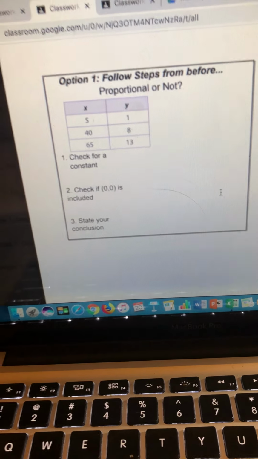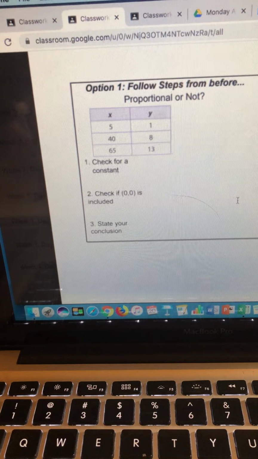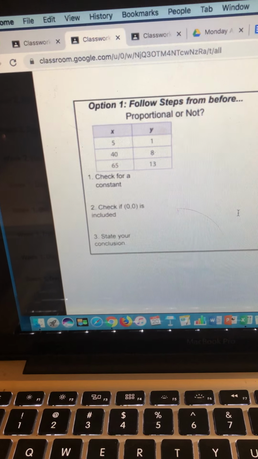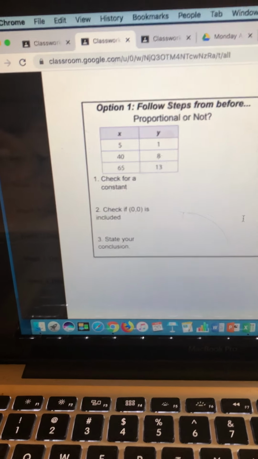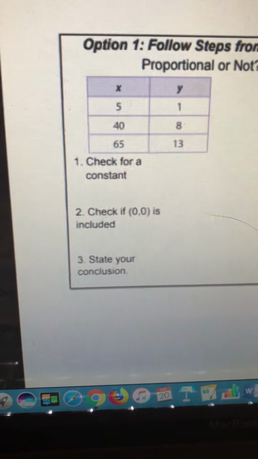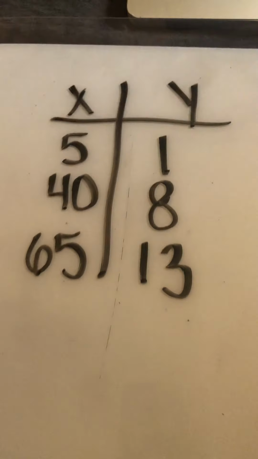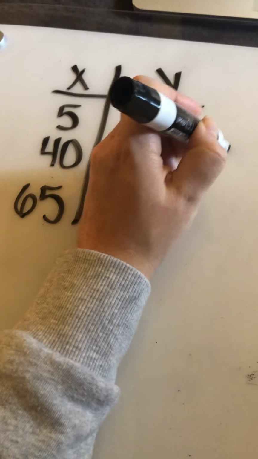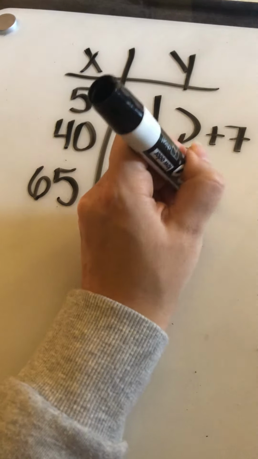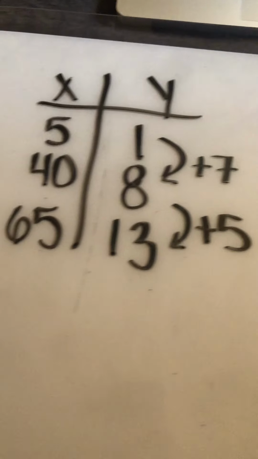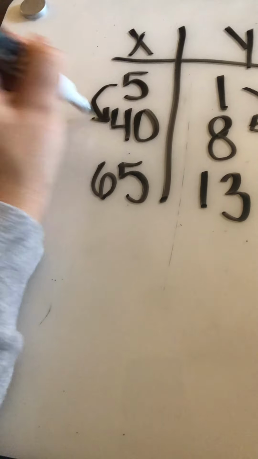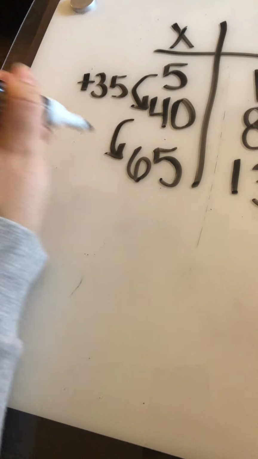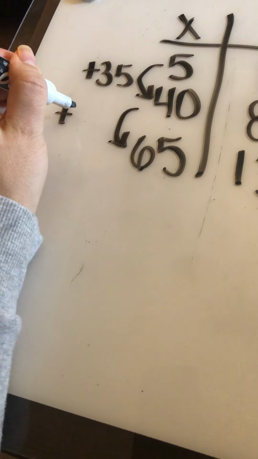So we have x of 5, 40, and 65, and then we have y of 1, 8, and 13. Okay, so the steps are the same as before. First thing we want to do is look for a constant. Now, when I look at these at first, they don't look like they do, because I know from 1 to 8, it's plus 7, and from 8 to 13, it's plus 5. That's not constant to me, but if we look at our x's, from 5 to 40, it's plus 35, and from 40 to 65, it's plus 25, I'm sorry.